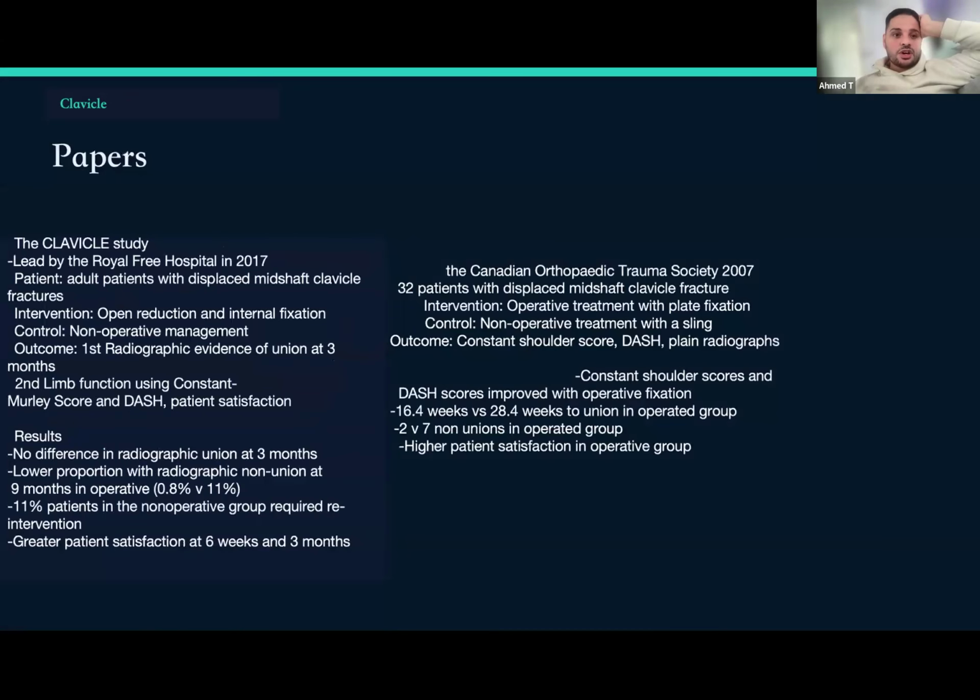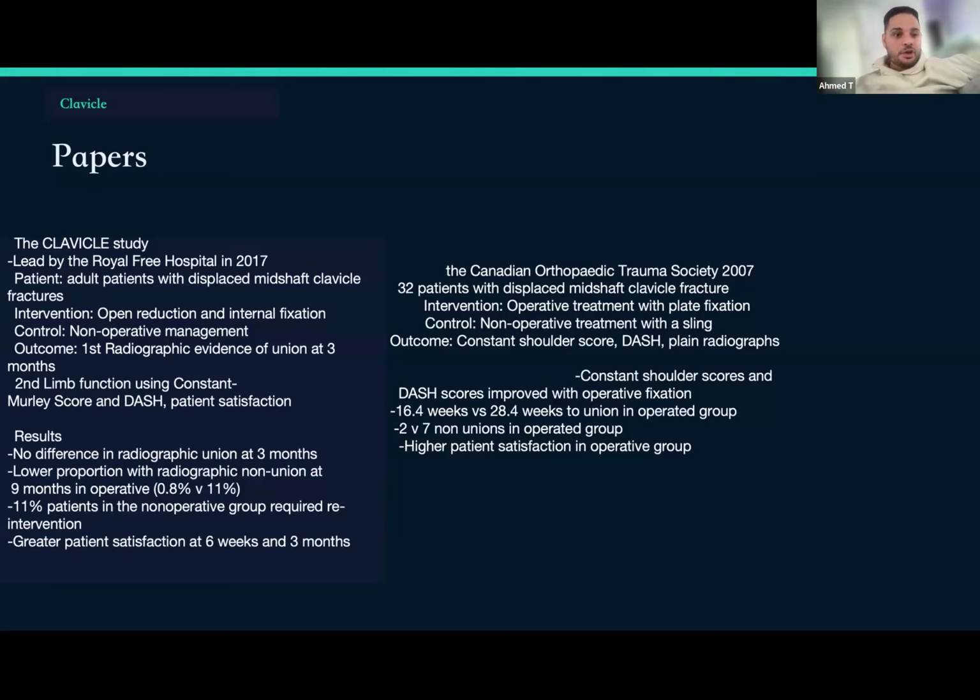Those are some papers that could guide your management. So there was the clavicle study. It was done by Royal Free in 2017 on adult patients with displaced midshaft clavicle fractures. They did an open reduction internal fixation. First outcome was the radiological evidence at 3 months and functional outcome using the Constant-Murley score and the DASH score. At 3 months, there was no difference in radiological union.